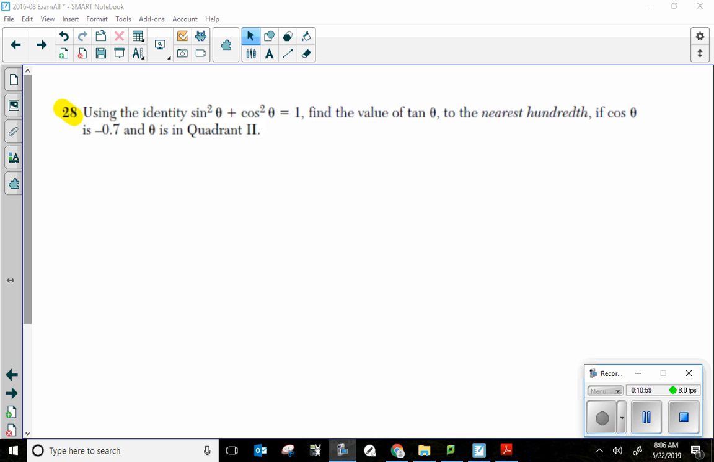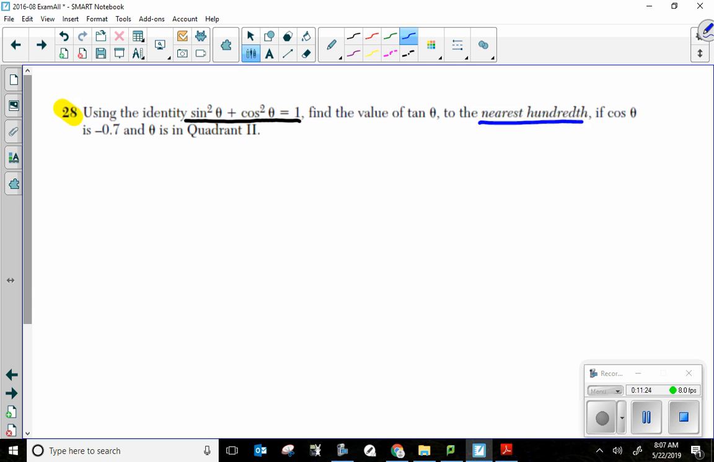Using the identity sine squared plus cosine squared equals 1. They give that to you. Not like they're expecting you to know that. You would have to know that in pre-calc and calculus. But in Algebra 2, they give that to you. So chances are you're going to have to use that, considering it starts using the identity sine squared plus cosine squared equals 1. Find the value of tangent of theta to the nearest hundredth. You're probably going to have to put something in the calculator.